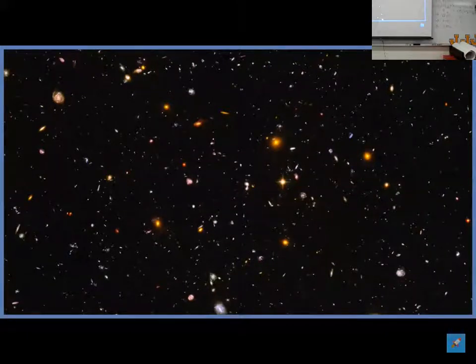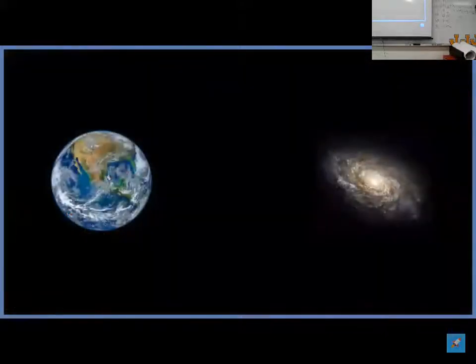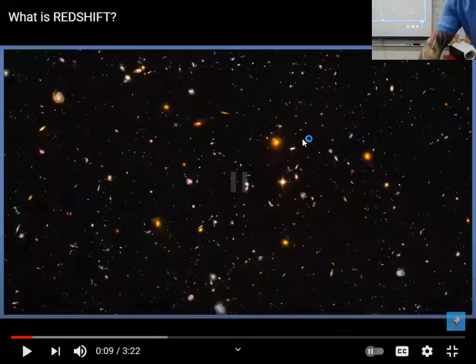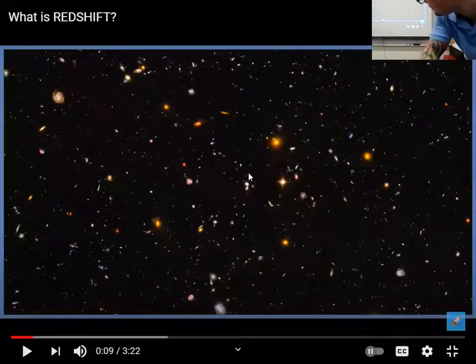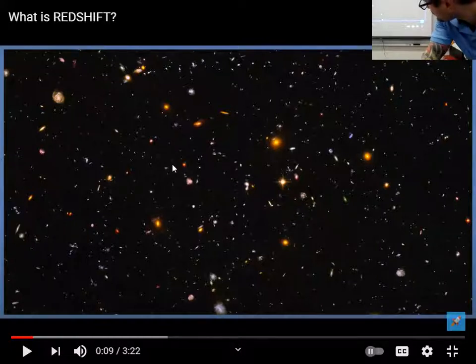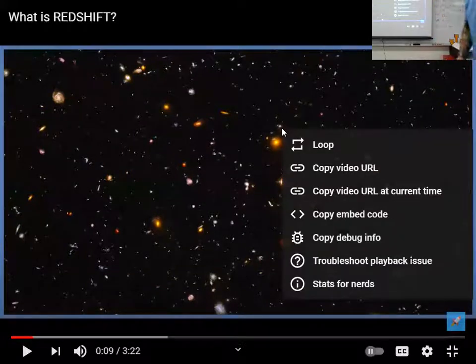So astronomers often use the term redshift to describe how far away objects really are. And again, if you look here, we can see a picture of space, right? We can see a lot of these are orange and red, some pinks, and then we also see some blues in the background as well. And why do we see these different colors in these galaxies and stars? Let's find out.